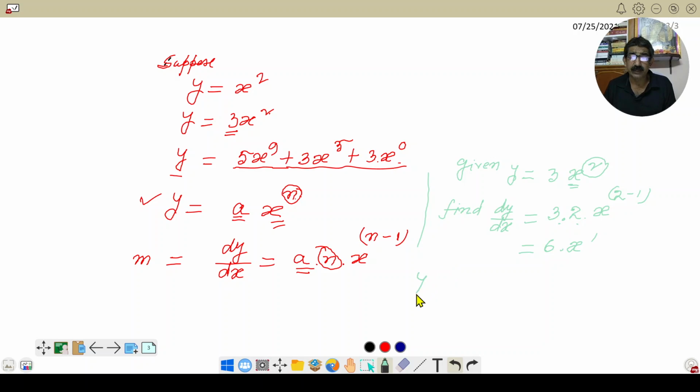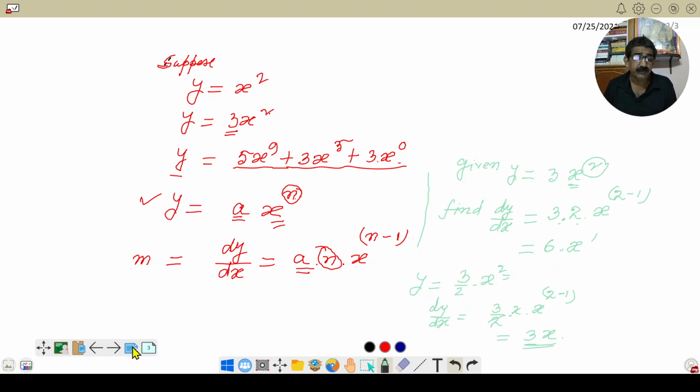Similarly, if y is equal to 3 by 2 into x to the power 2, then dy by dx is equal to 3 by 2, this power comes here, x to the power 2 minus 1, that is equal to 3 into x. Okay, so this is 3x.